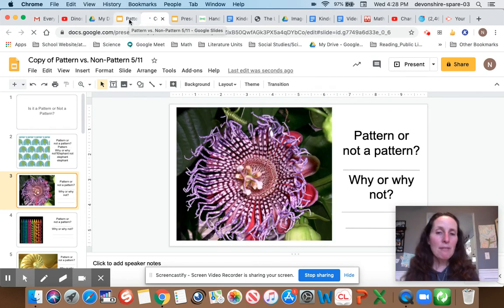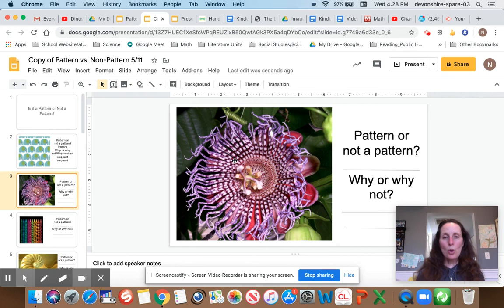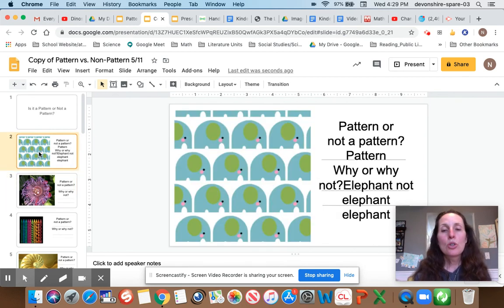All right, so we have this flower. You're going to see 10 of these, 10 pictures. I need you to choose 5 of them that you want to write about. You're going to look at all 10 and talk about all 10, but you need to write down information for 5 of them. So let's look at this one first.